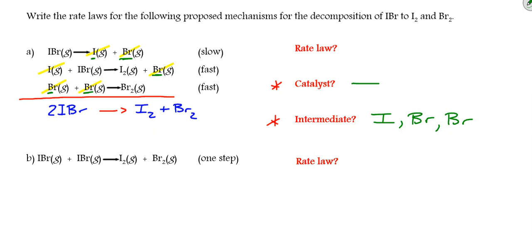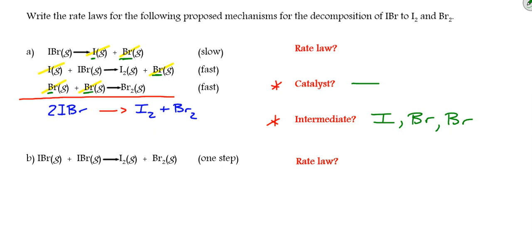The only way for the catalyst to be in this reaction is if, this is just hypothetical, if these two were flipped, let's say, and then I was introduced as a reactant, then produced in the second reaction, but it wasn't. Okay, so what is my rate law?